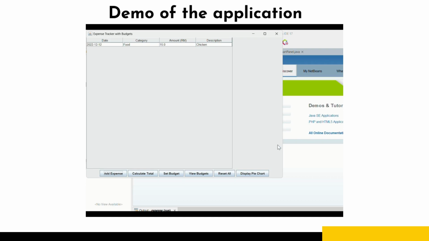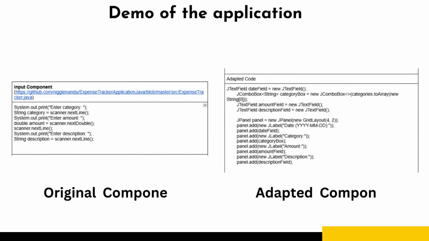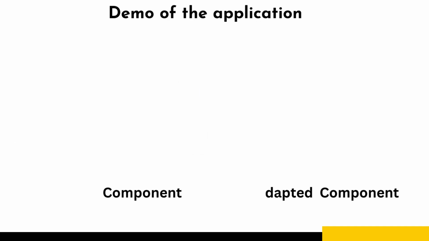Okay. Then I will put a picture of the original component that we found at GitHub, and at the right will be the adapted code that we use to do the GUI, graphic user interface. Then for the component, it is a pie chart.